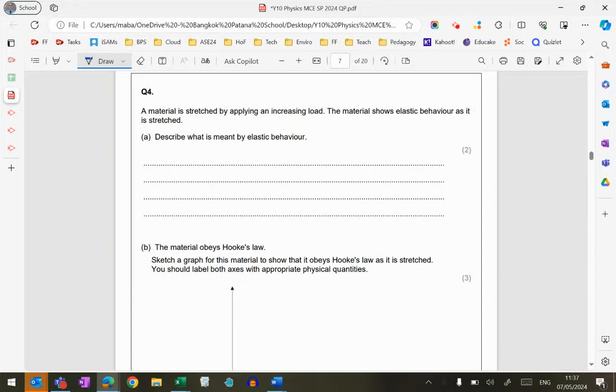Okay, question 4. This is kind of a Hooke's law question, and to start off, it's asking us to describe what is meant by elastic behavior. Okay, if something's elastic, that means that it will return to its original shape after it's been extended, right?